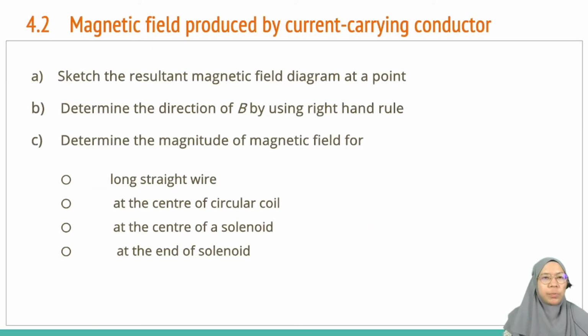Right, so we continue with 4.2, magnetic field produced by current carrying conductor. The learning objective is for you to sketch the resultant magnetic field diagram at a point. Determine the directions of B, so B is the magnetic field, by using right hand rule. Determine the magnitude of magnetic field for long straight wire, at the center of circular coil, at the center of a solenoid, and at the end of solenoid.